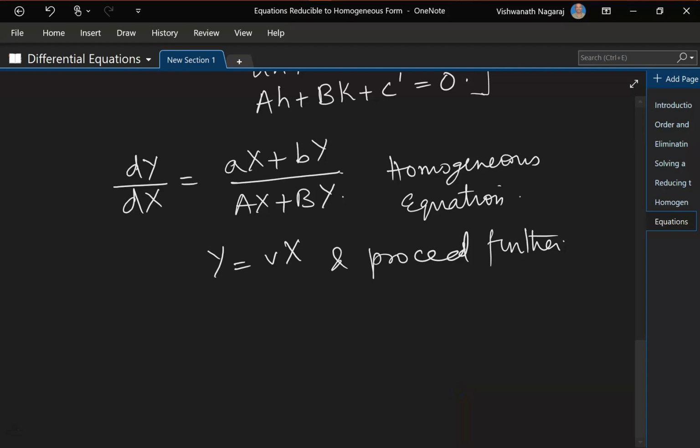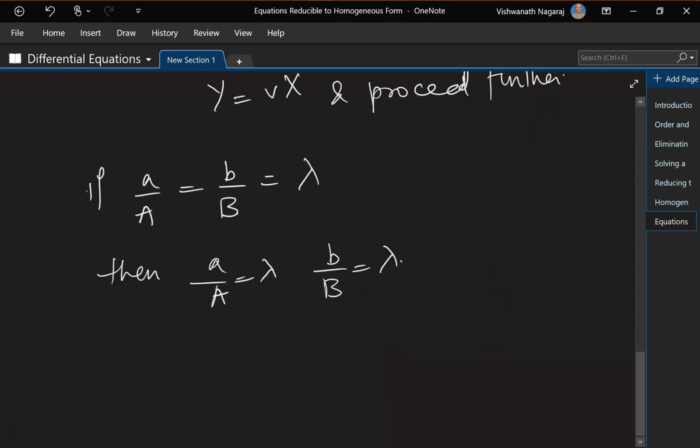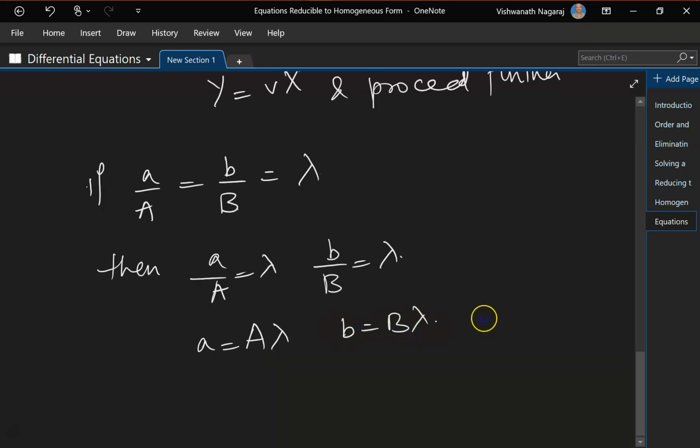Now remember we put a condition saying that a by A should not be equal to b by B. But if they are equal, what do we do? Let's say it is equal to lambda. Now if it is equal, then this method is not possible. Then what we do is we say a by A equal to lambda, b by B is equal to lambda, a is equal to A lambda, b is equal to B lambda.